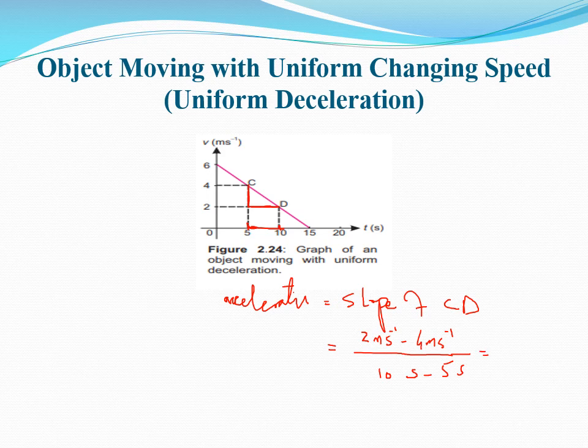So after simplification, we get 2 meter per second in the numerator and 5 seconds in the denominator. So after simplification we can see it would be minus 0.4 meter per square second. So this negative sign shows that the body gets deaccelerated, meaning it gets deceleration or retardation or negative acceleration.